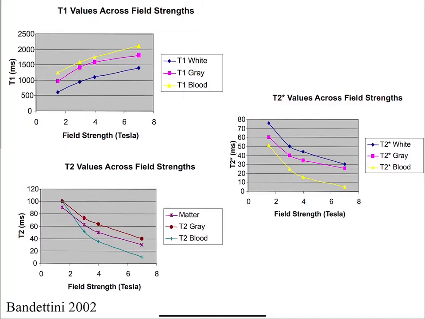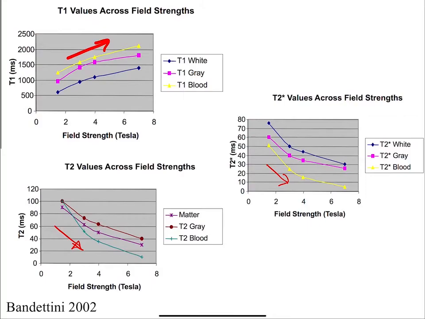And then just to get a sense of how T1 varies with field strength. So these are for gray and white matter and blood here. So T1 tends to go up with field strength, okay? But T2 tends to get shorter with field strength, and T2 star as well.